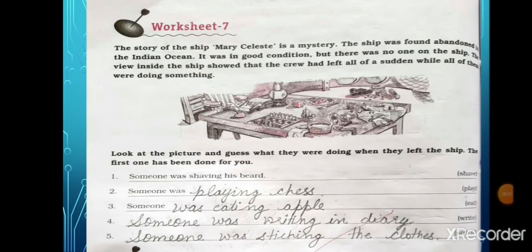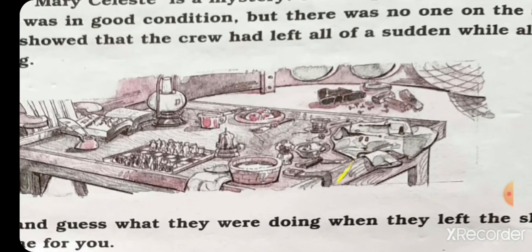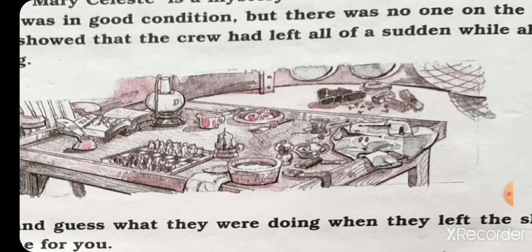The story of the ship Mary Celeste is a mystery. The ship was found abandoned in the Indian Ocean and it was in good condition, but there was no one on the ship. The view inside the ship showed that the crew had left all of a sudden while all of them were doing something. Yes, beta, now look at the picture and guess what they were doing. Okay, students, according to this picture, look at what they were doing when they left the ship. The first one has been done for you.